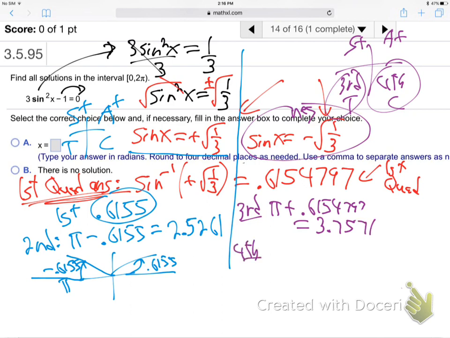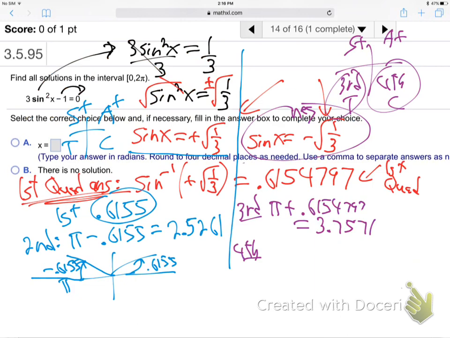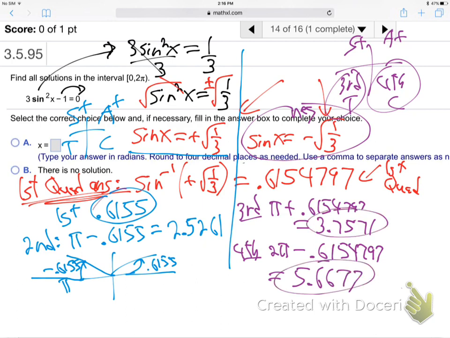And for the fourth quadrant answer, I wrote the instructions over here. Fourth is, oh boy, I just erased it, 2 pi minus your first answer. So that'll be 2 pi minus 0.6154797. So take 2 times pi minus 0.6154797, and I'm getting 5.6677. So that answer, this answer, and this answer: 4 answers. There they are.